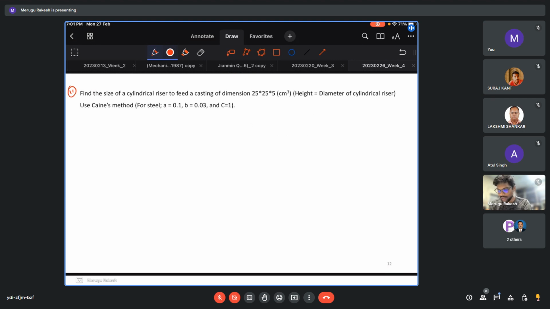So if you remember the Caine's formula, it is a straightforward question. And this is the first method of designing a riser. We have around three to four methods: Caine's method, then the modulus method, then the NRL method, and some shape factor method and others. Here, size means the diameter of the riser.